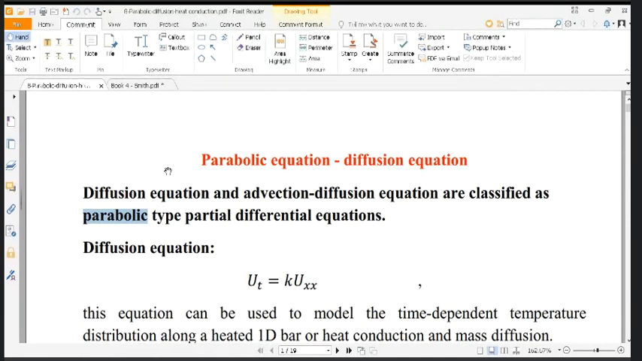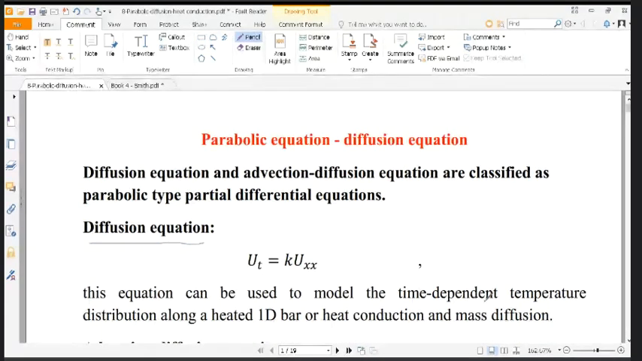The general form of the diffusion equation is U_t equal to K U_xx. Okay, U_t equal to K U_xx is the general form of the diffusion equation.